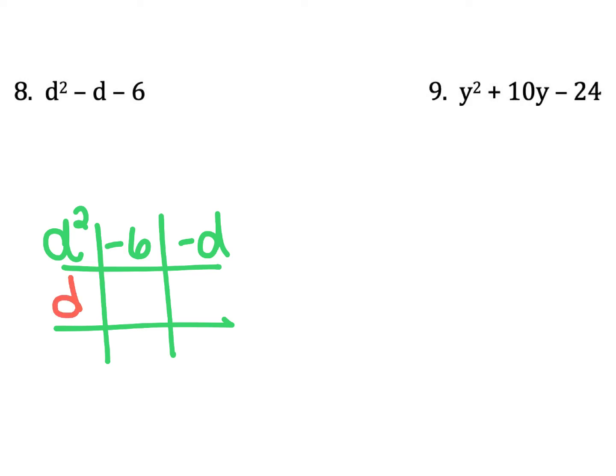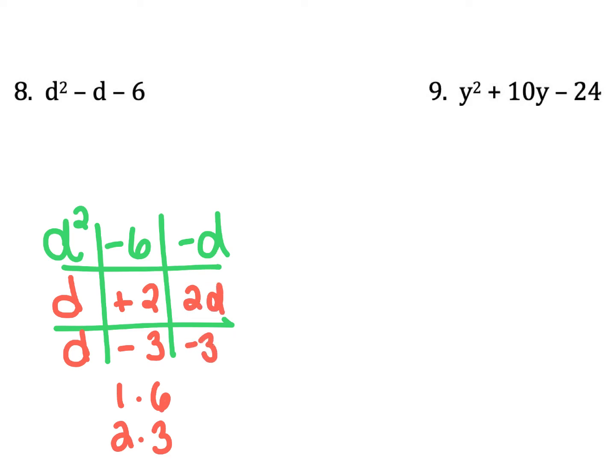Factors of d squared, d and d. Factors of negative 6 means one is a positive and the other is a negative. Factors would be 1 times 6 and 2 times 3. I start with the two closest together, the 2 and 3. Multiply across, and immediately, yes, I got it.